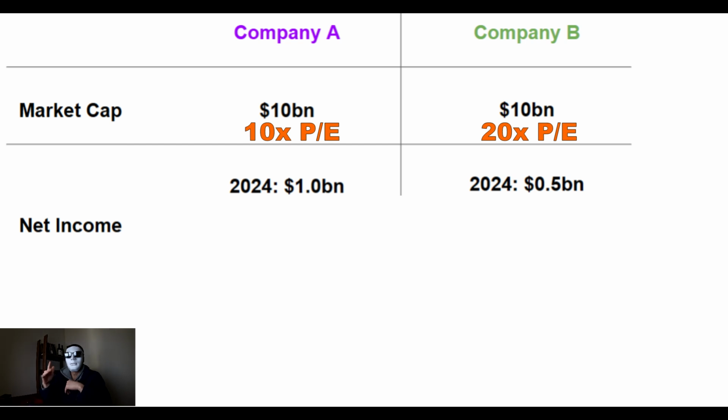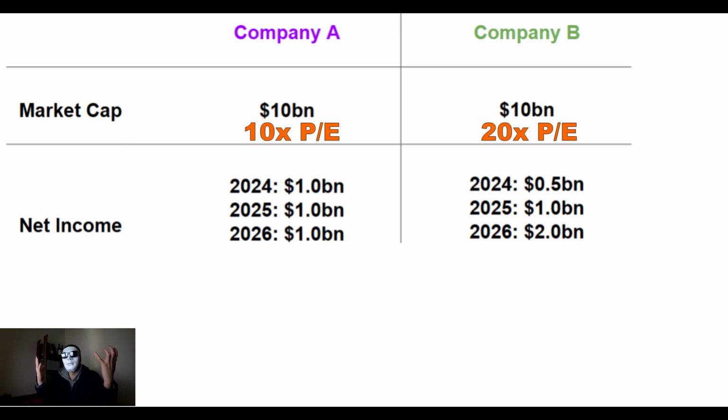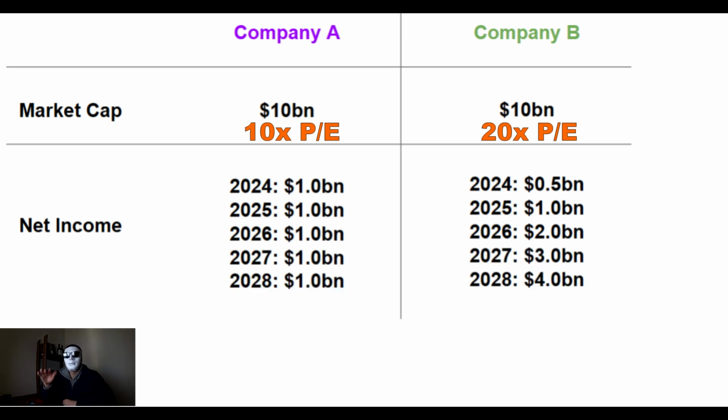Let's assume that in 2024, company A and company B recorded net income of 1 billion and 500 million. But in 2025, company A again recorded 1 billion and company B suddenly also recorded 1 billion. Then in 2026, company A's net income still stays at 1 billion, but company B's net income increased to 2 billion. In the next 2 years as well, let's assume that company A's net income stays at 1 billion, but company B's net income increased to 3 billion and 4 billion. Now in aggregate, over the 5-year time frame, company A generated total net income of 5 billion, while company B generated total net income of 10.5 billion.